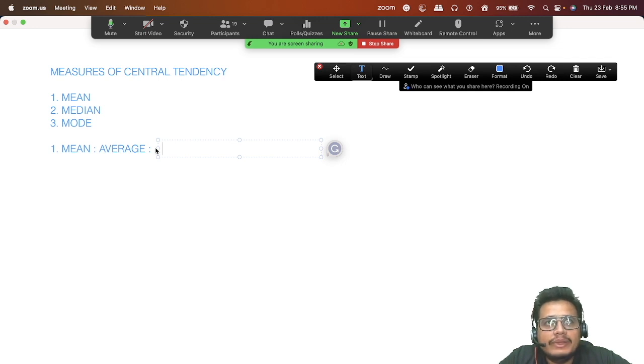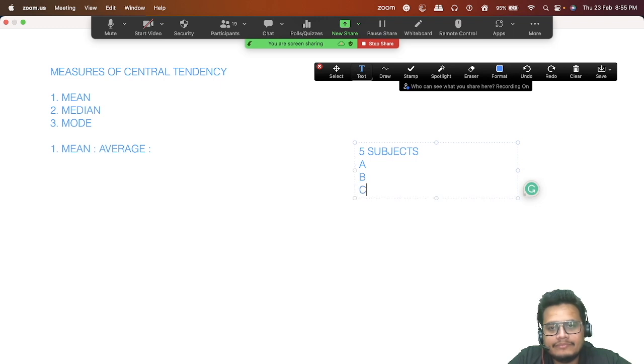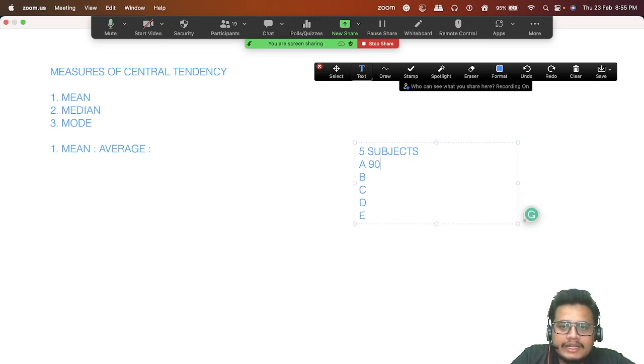What is the meaning of mean? Mean, I can say it as average. Suppose I have 5 subjects A, B, C, D, E, and I got 90 marks in first, 85 in second, 80 in third, 85 again, and 95 again. Now I want to get the mean. Now what will I do?